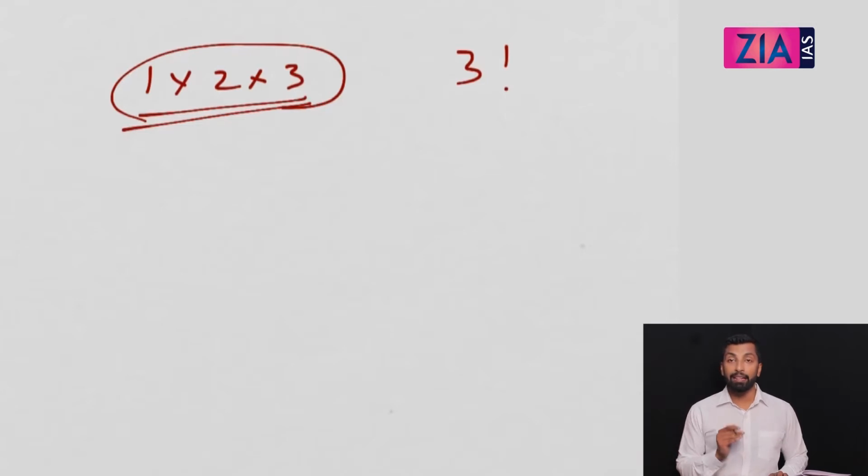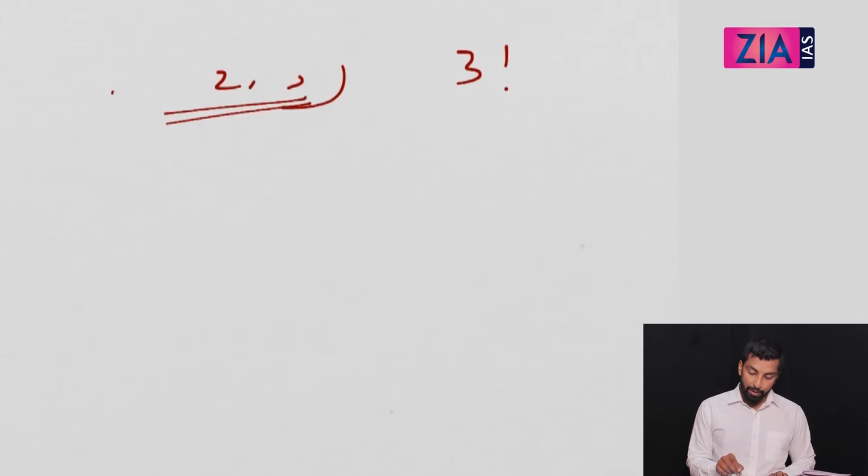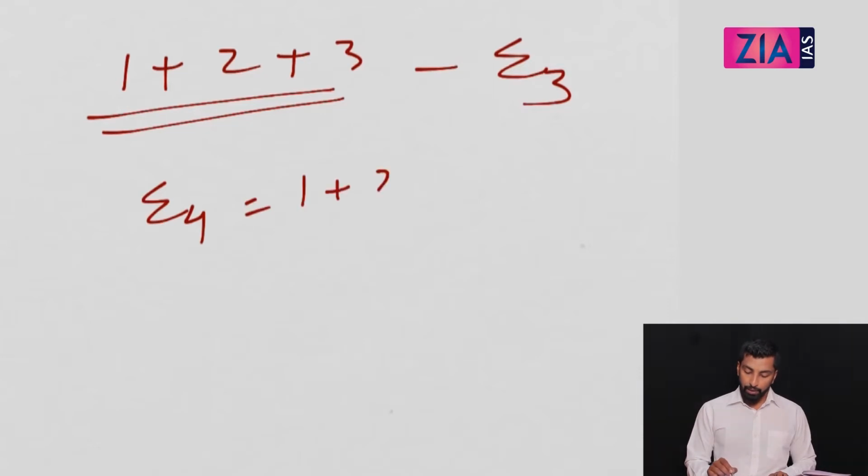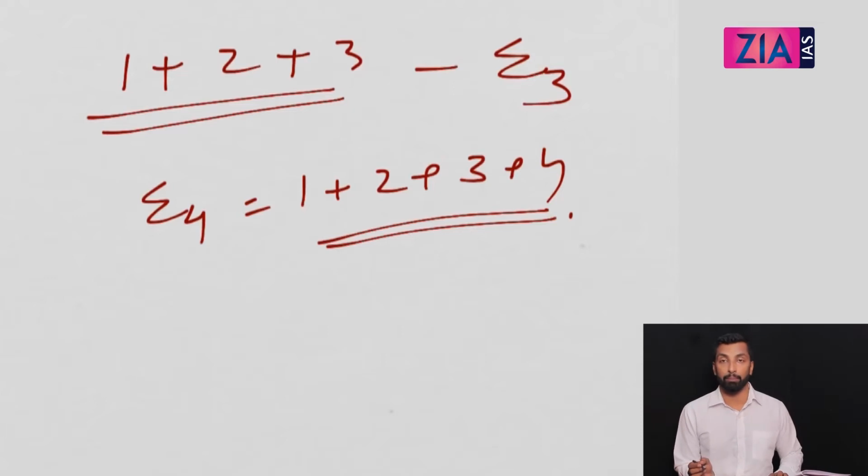Now in this session, we are going to discuss the sum of the first n consecutive natural numbers. In the previous session it was the product of the first n consecutive natural numbers; here we are going to look at the sum. So it's like 1 plus 2 plus 3. This is the sum of the first 3 natural numbers, and we write it as sigma 3. What about sigma 4? 1 plus 2 plus 3 plus 4, basically the sum of the first 4 natural numbers.